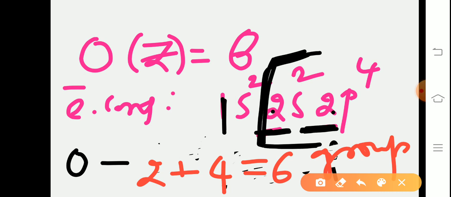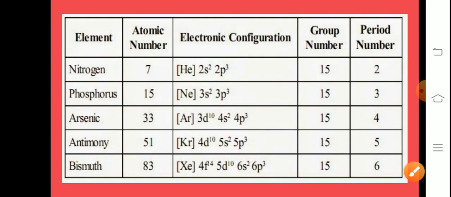So children, try to find the group and period of some elements from 1 to 20. Okay, do this. Here is a table. Try to understand. Nitrogen, phosphorus, arsenic, antimony, bismuth. Atomic numbers are given, electronic configuration, group number 15th or 5th. Okay, 15th or 5th, no problem.